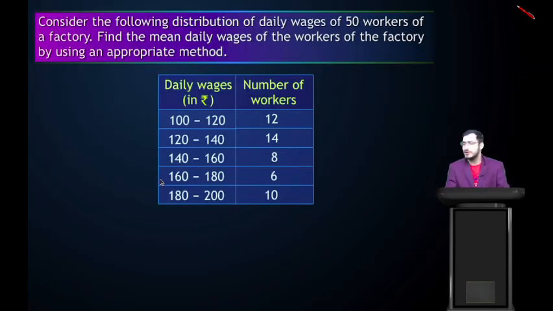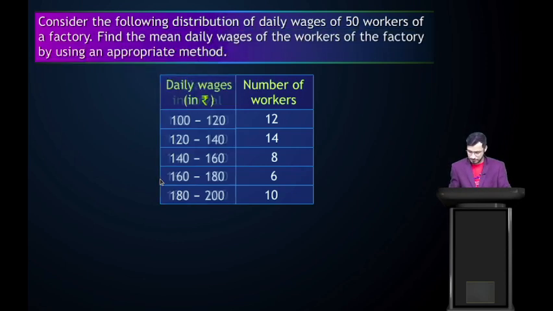Now we have a question here. Consider the following distribution of daily wages of 50 workers of a factory. Find the mean daily wages of the workers of the factory by using an appropriate method. You can use any method: direct method, step deviation method, or assumed mean method. You can see the table here: daily wages and number of workers.